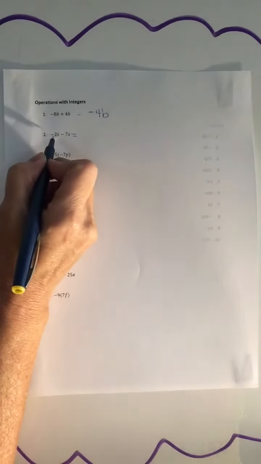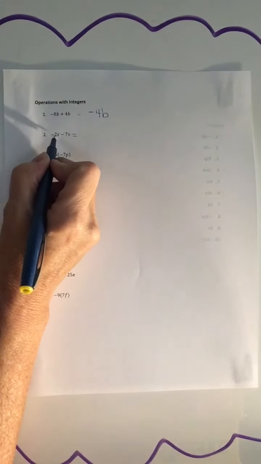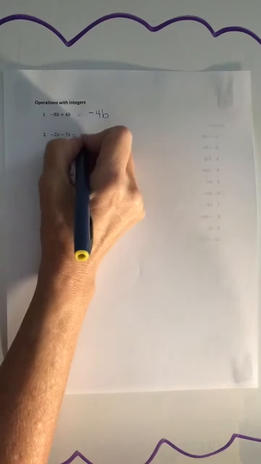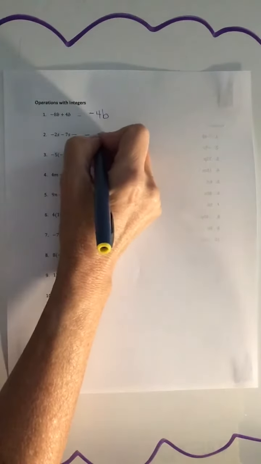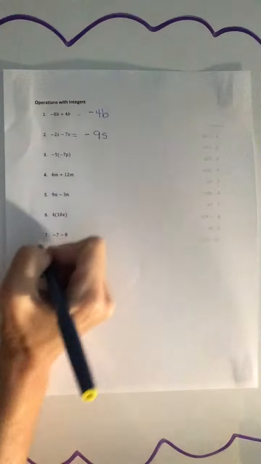Over here, again, looking at the coefficients, we have -2 and we have -7. So we have a whole bunch of negatives. Altogether, we have 9 negative s's.